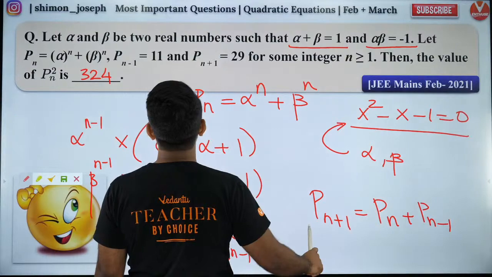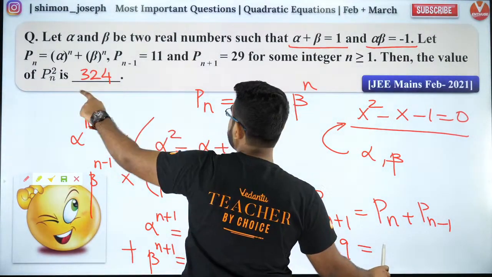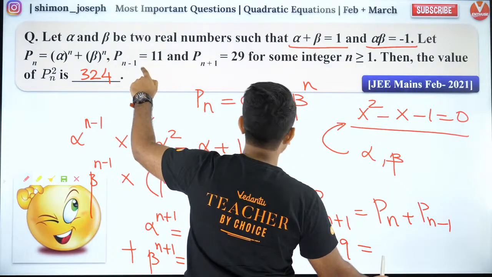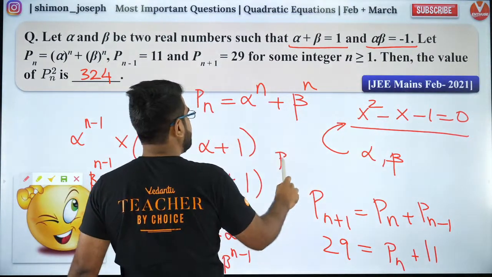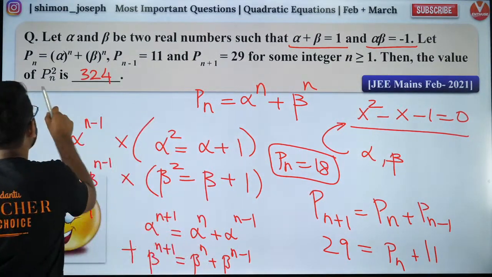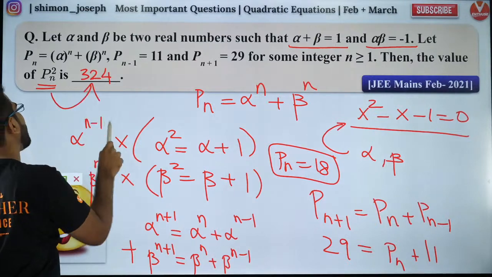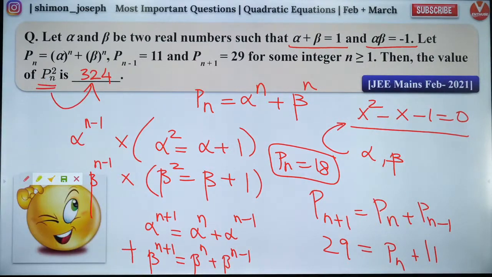So what is P of n plus 1? It is 29. P of n we want to find. P of n minus 1 is 11. So what is P of n? P of n is equal to 18. So 18 is P of n. We want 18 square. 18 square is 324. That, my dear students, is how we solve it.